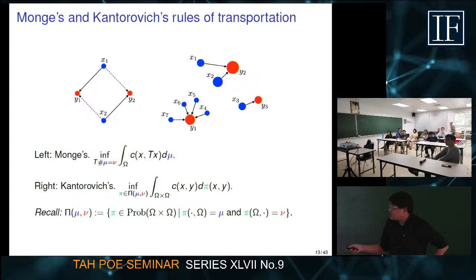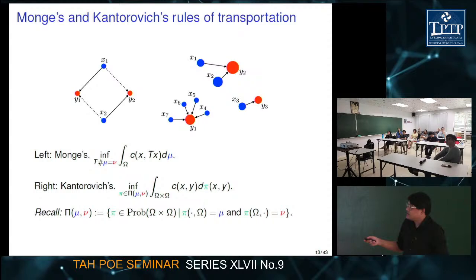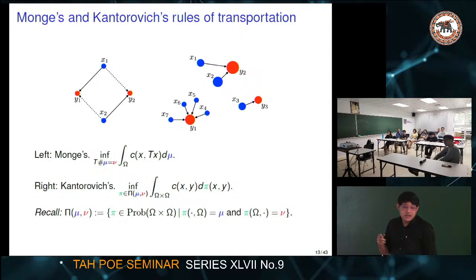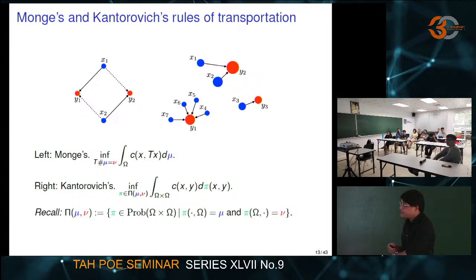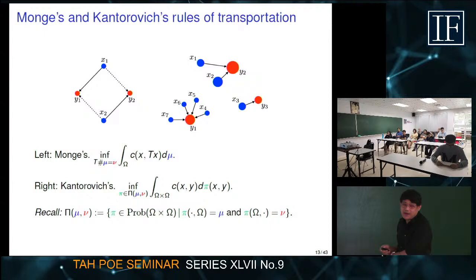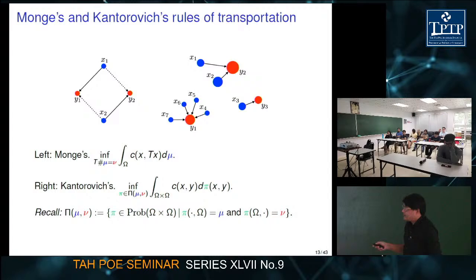So Monge formulation means you want to try to find a mapping T. For example, one of the mappings is T(x1) equals y1 and T(x2) equals y2. And another mapping that is also usable is T(x1) equals y2 and T(x2) equals y1. The problem is that sometimes we don't actually have this mapping T. For example, if we consider this mass. Sorry, for this mass you can do it.